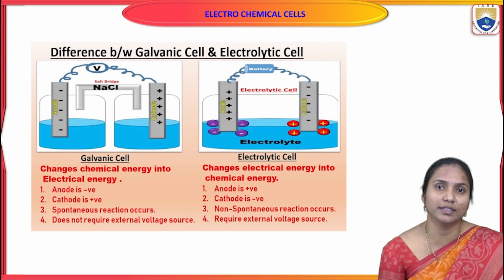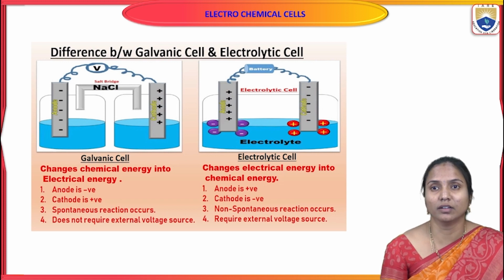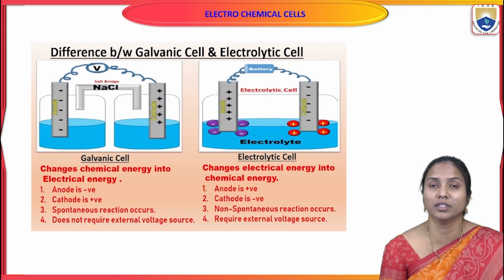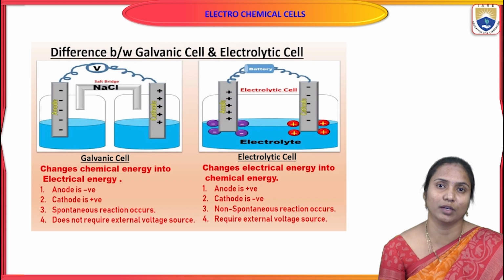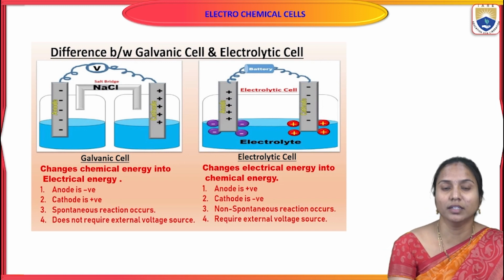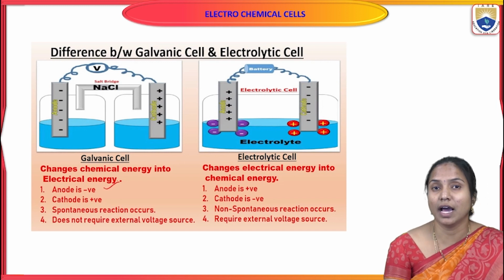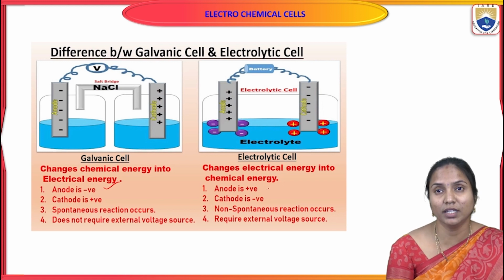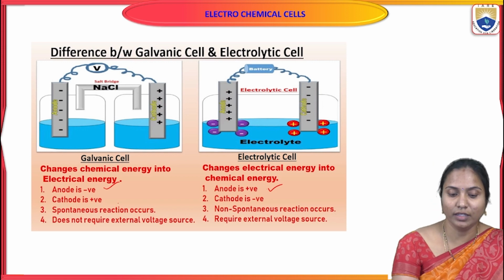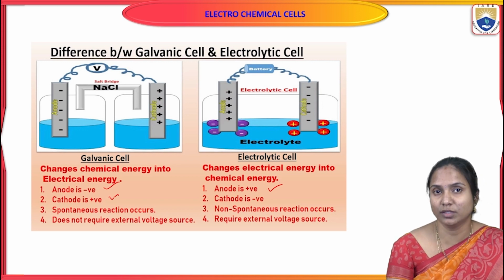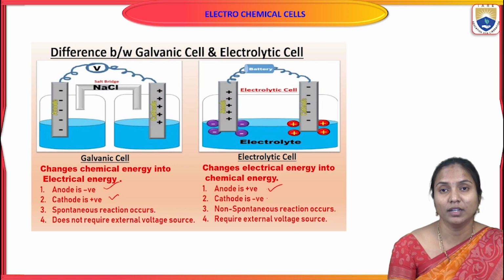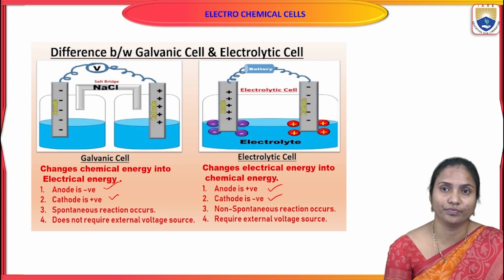But in this electrolytic cell, it converts electrical energy into chemical energy. This is the main difference between galvanic cell and electrolytic cell. And here in this galvanic cell, anode is negative. But here in electrolytic cell, anode is positive. And in this electrochemical cell, cathode is positive. But here cathode is negative.